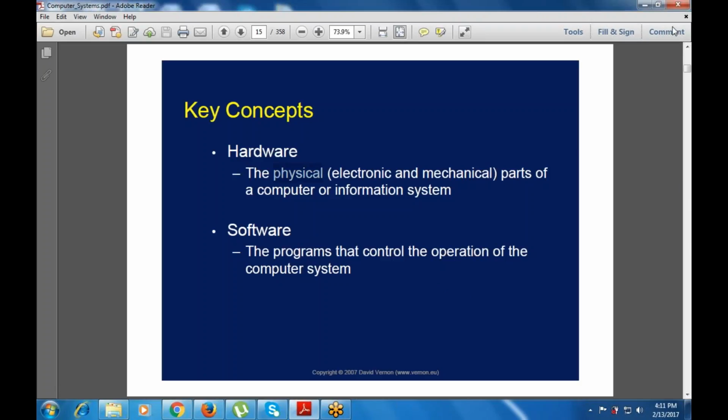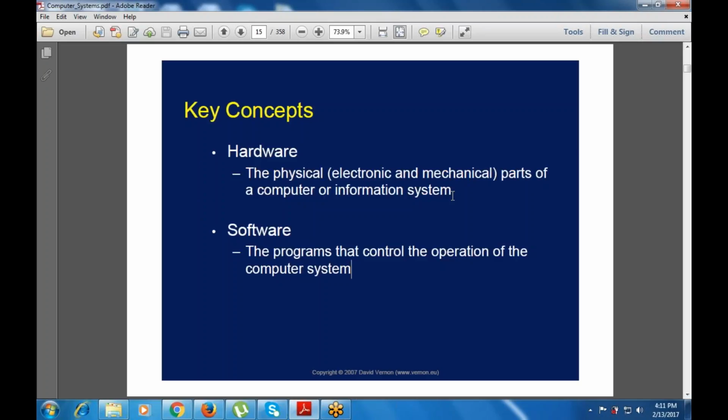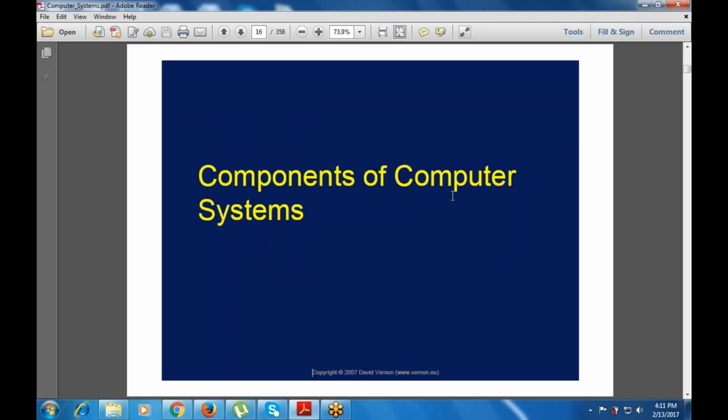Now next is the hardware and the software. What is the hardware? What is the software? Hardware is the physical parts of a computer that we can touch. Then software is the program that controls the operation of the computer system. So hardware is a physical component that we can touch, that we can use, the physical part of the computer or the information system. Then software, the program that controls the operation of the computer system, that is known as software.